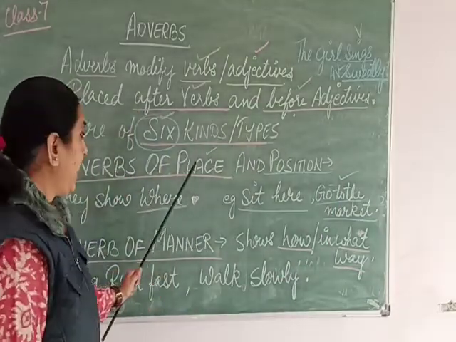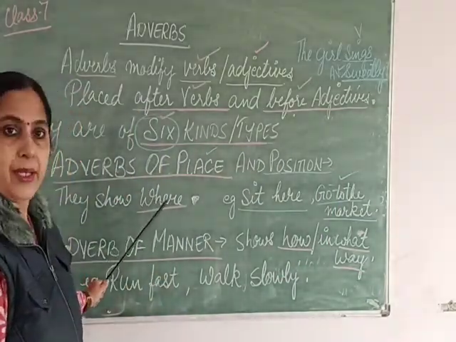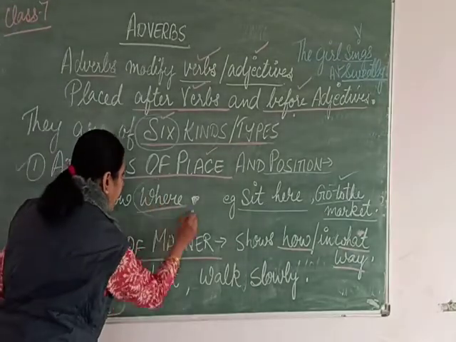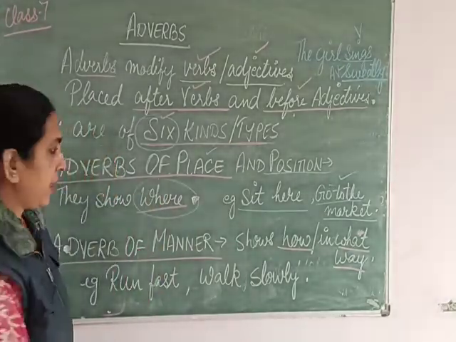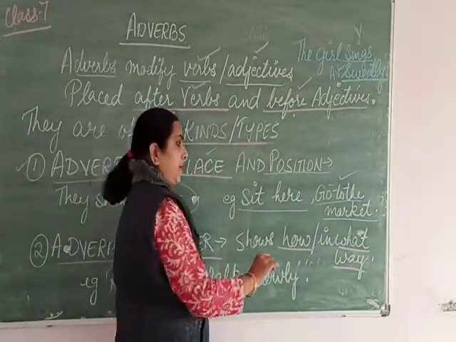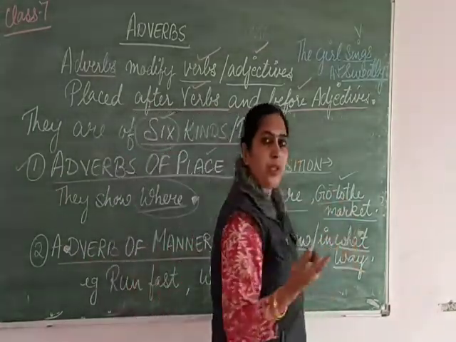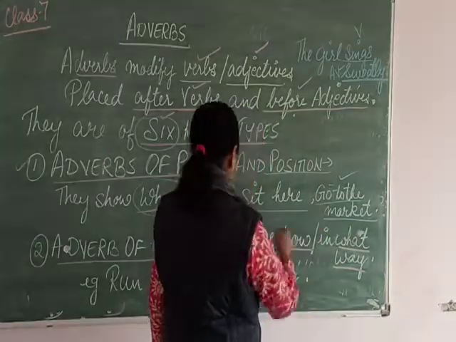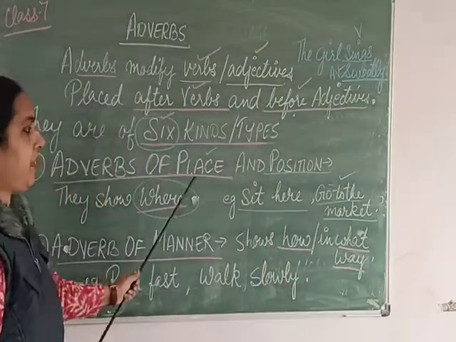You understand? It identifies where the action is done. Sit here. Where to sit? Here. Go to the market. Which place to go? To the market. So this is adverb of place and position.